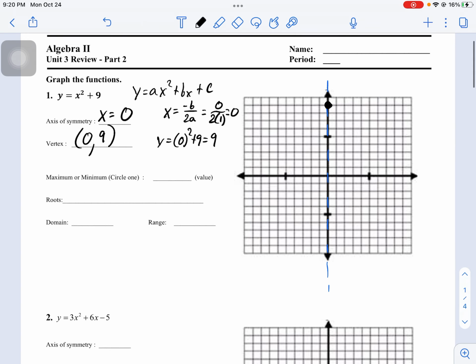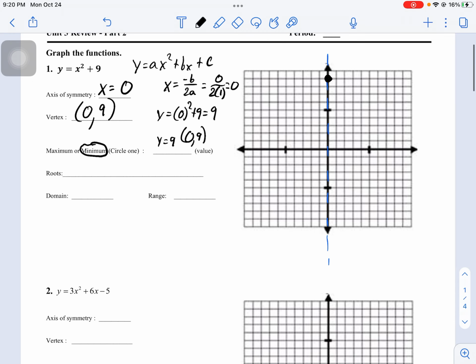Okay. Next thing it says, maximum or minimum, circle one, and then what is the value? So this would technically be a, let me back that up, minimum point, because it is the lowest point, because our parabola is going to open up. It's a positive a value. And the value of that, if you put y equals 9, or if you wrote the coordinate (0, 9), okay? But we're mainly looking for that y value, which is 9.